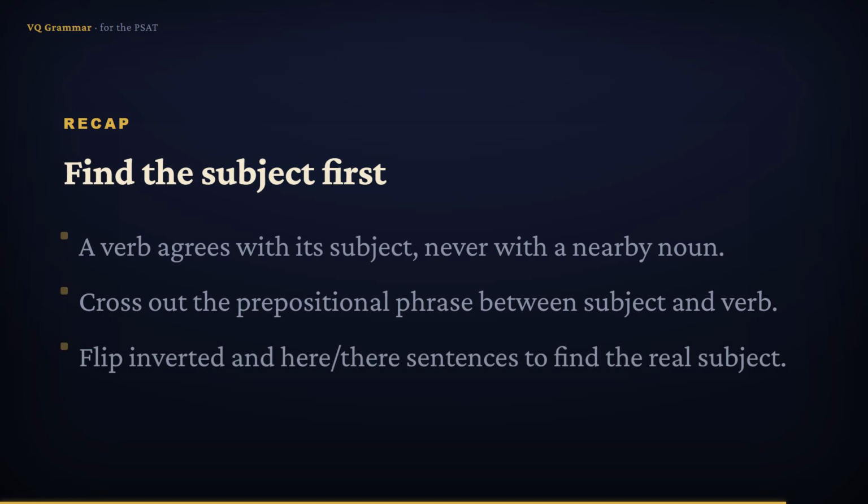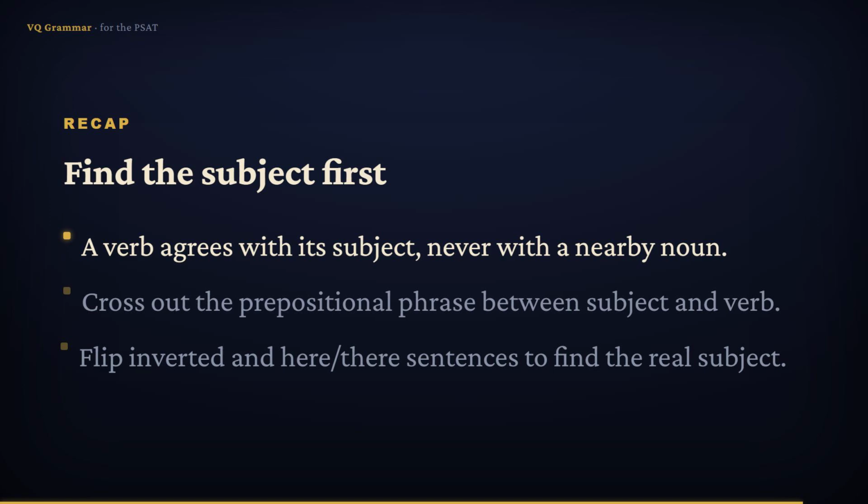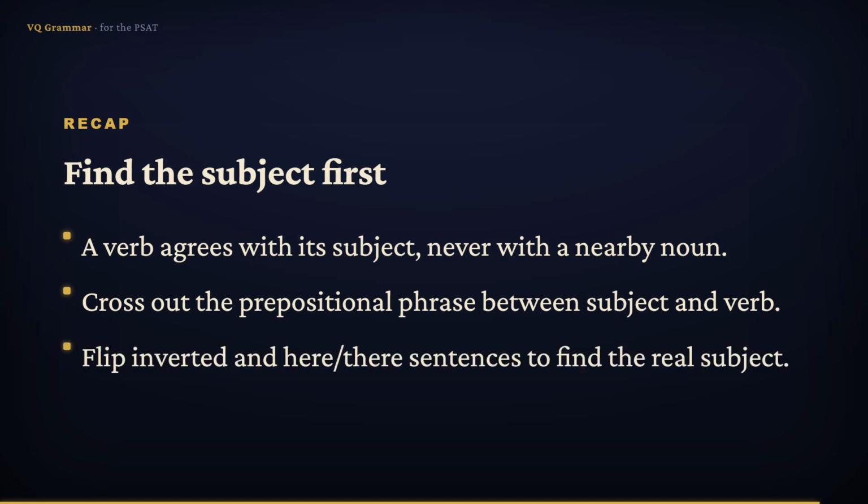Let's wrap up. To make a verb agree, you first have to locate the real subject. Watch for 3 traps. A prepositional phrase between the subject and verb, so cross it out. Inverted order, where here, there, or the verb comes first, so flip the sentence around. And questions, where the subject sits in the middle. In every case, the trick is the same. Clear away the clutter, find the true subject, and match the verb to it. Great work!